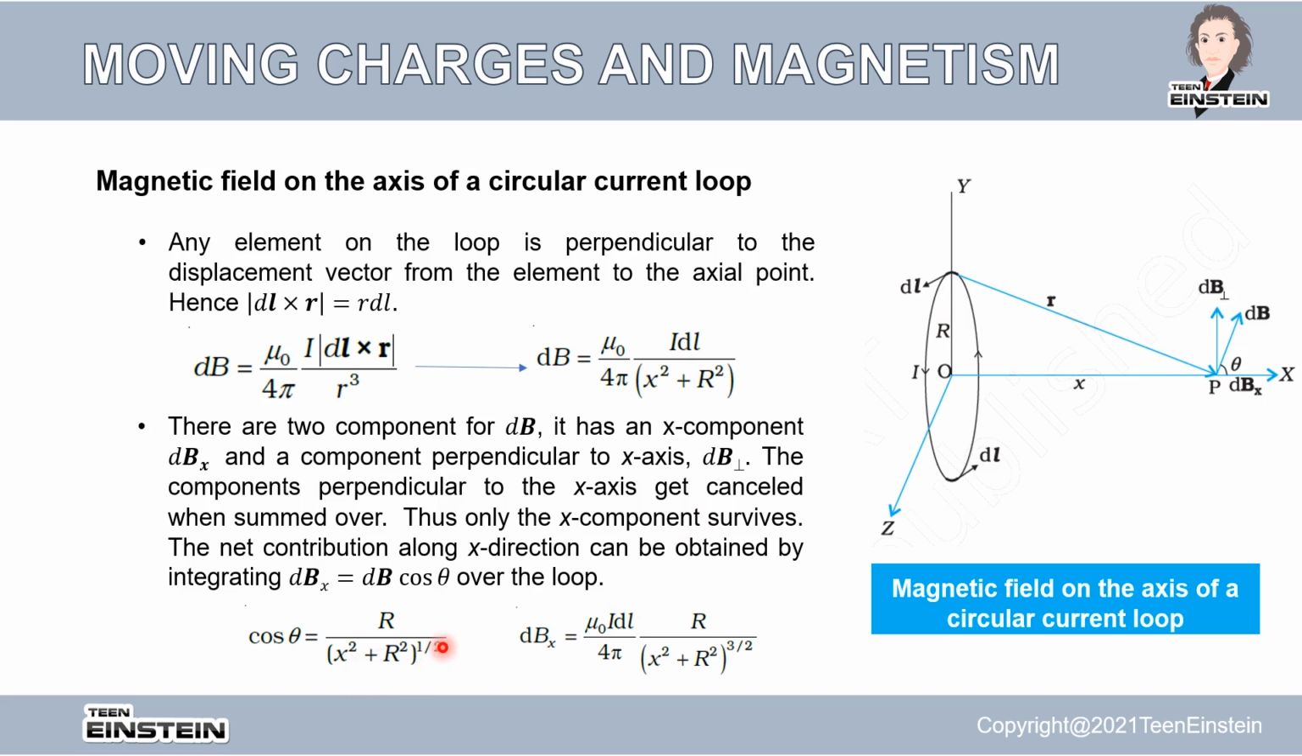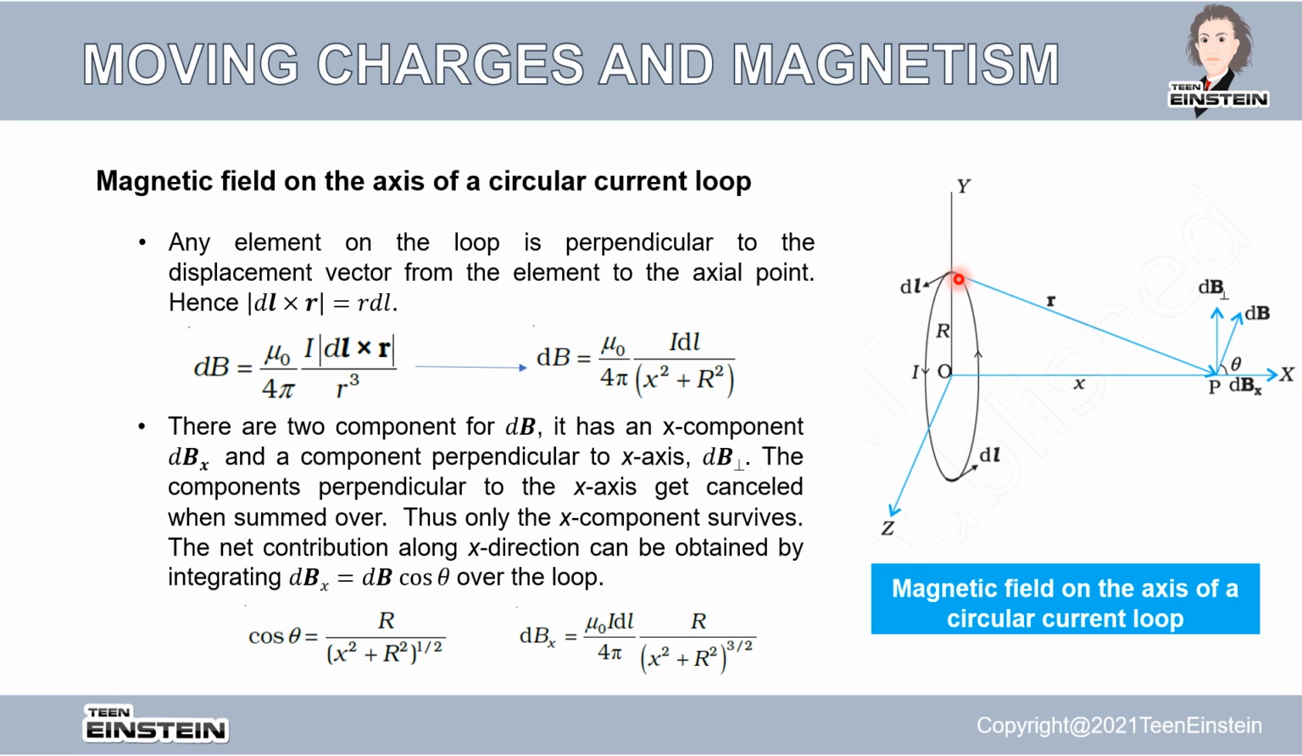And now let's substitute this particular value of cos theta into this equation. dBx equal to dB. Instead of dB, we have mu 0 by 4 pi I dl divided by x squared plus r squared multiplied by cos theta. Instead of cos theta, we have this quantity. So we finally get mu 0 I dl r divided by 4 pi, times x squared plus r squared the whole power 3 by 2. So this is the x component of the field produced by this one small element of length dl.